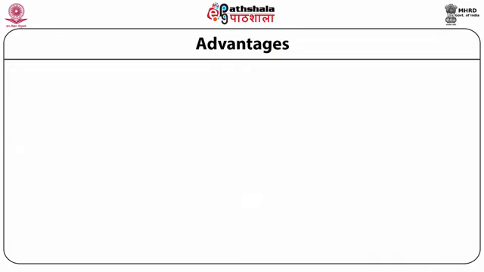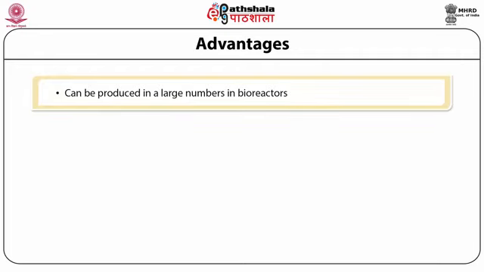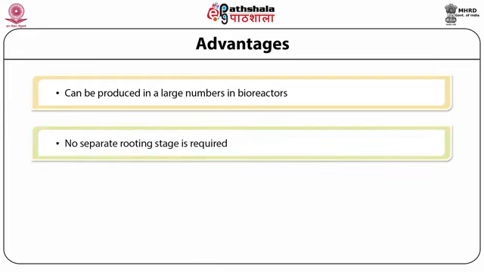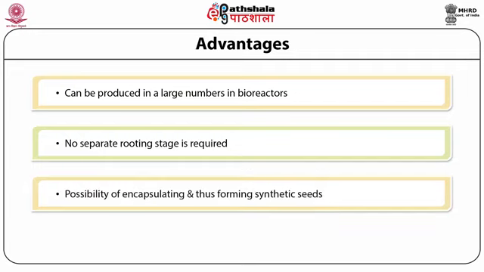The other advantage of somatic embryogenesis is that you can produce it in bioreactors. Of course, you have learned about bioreactors in the chapter on organogenesis. So, a large number of embryos can be produced. You don't require a separate rooting stage. And another concept was that these embryos we can encapsulate in rich food, like something to replace endosperm. And thus, these can be used just as the seeds which we use. However, this is still more of a concept. We have not commercialized it.